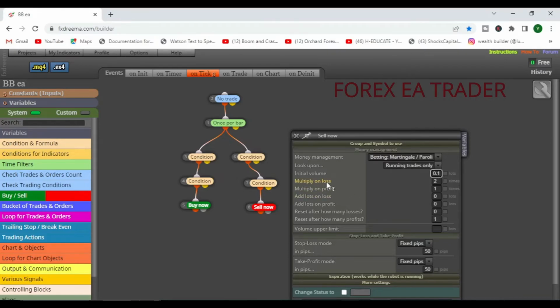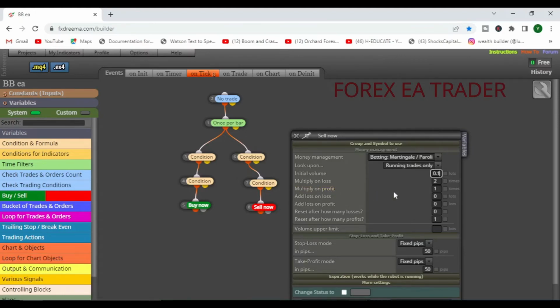Then on a loss, let's say we entered a buy on 0.10 and then we lost that trade. How much are we going to multiply it by? Obviously by 2. So the next trade is now going to be 0.2. That's Martingale. If we lose that trade of 0.2, we are going to multiply it again by 2. So the next trade is going to be 0.4. It then goes on like that.